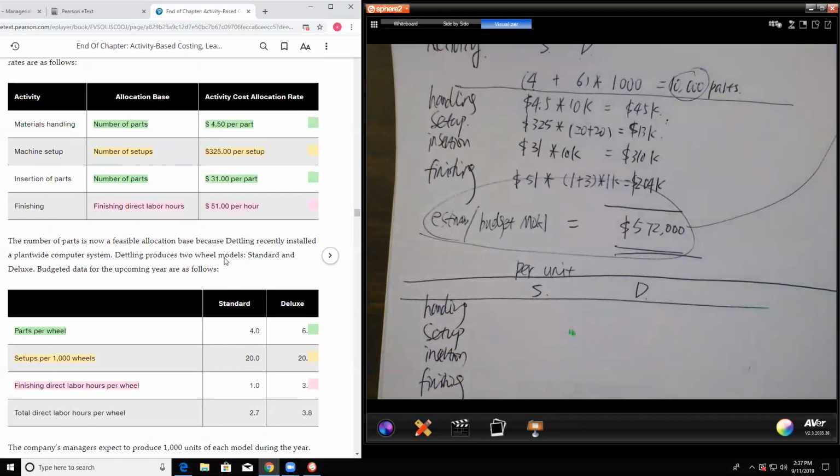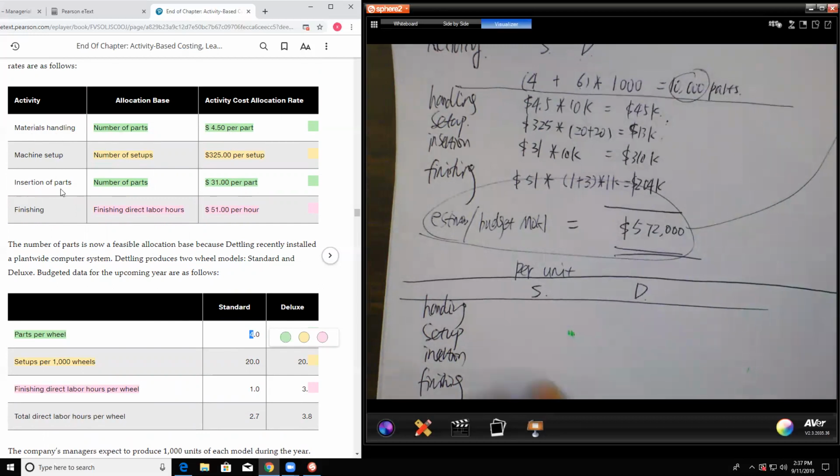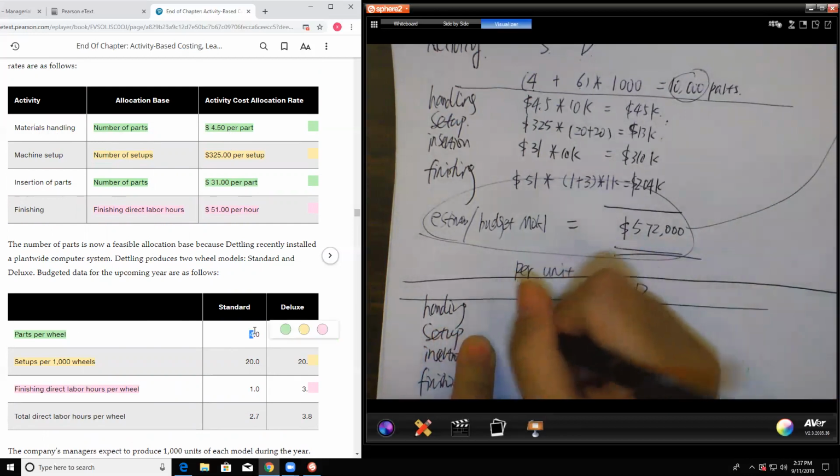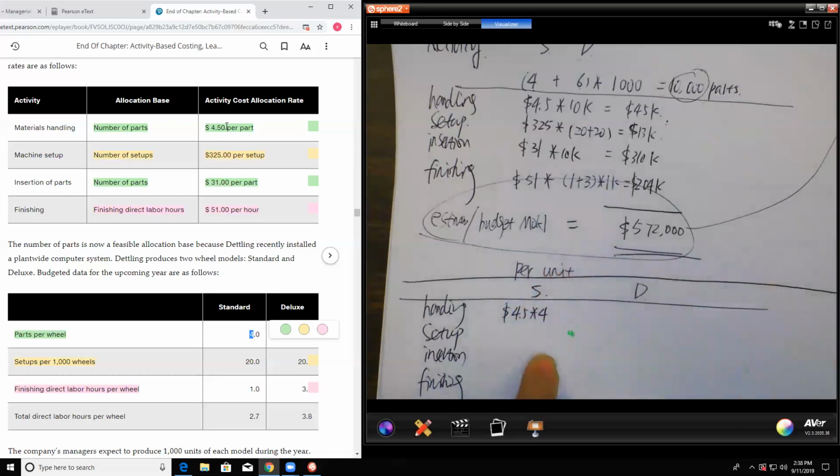We look at the standard, the basic, first. It needs 4 parts for 1 unit. Based on the number of parts, you have 2 activities: handling and insertion. For handling, you need 4 parts, and each part is $4.5, so 4.5 times 4. For the insertion, it is $31 times 4. So we take care of the first part.